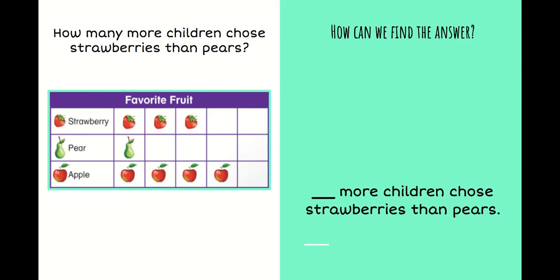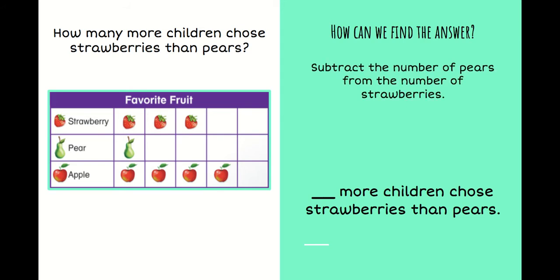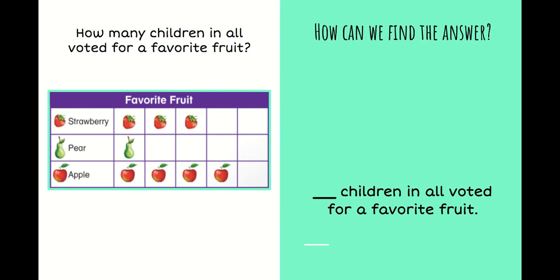Now, here's another question. How many more children chose strawberries than pears? Well, how can we find the answer? We can subtract the number of pears from the number of strawberries. So I have 3 strawberries and 1 pear. So 3 minus 1 is 2. The number 2 is the difference, or the difference between 3 and 1 is 2. And that also means that there are 2 more votes for strawberries than there are for pears. So 2 more children chose strawberries than pears.